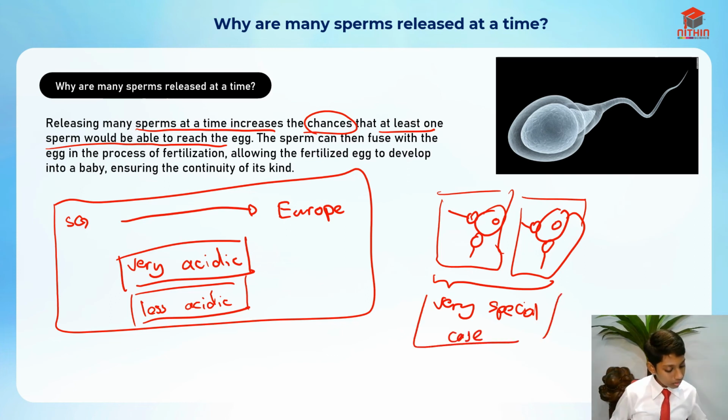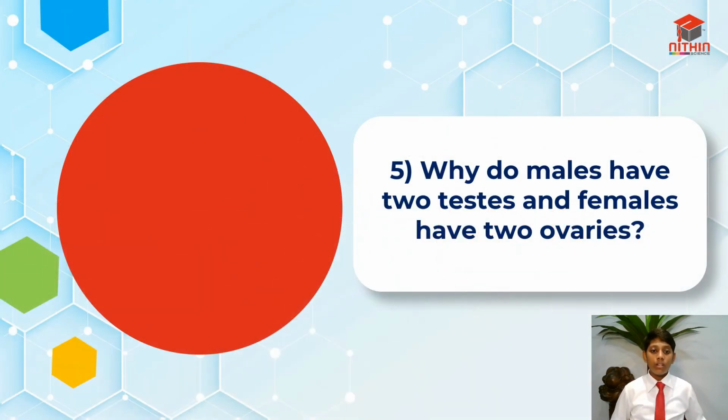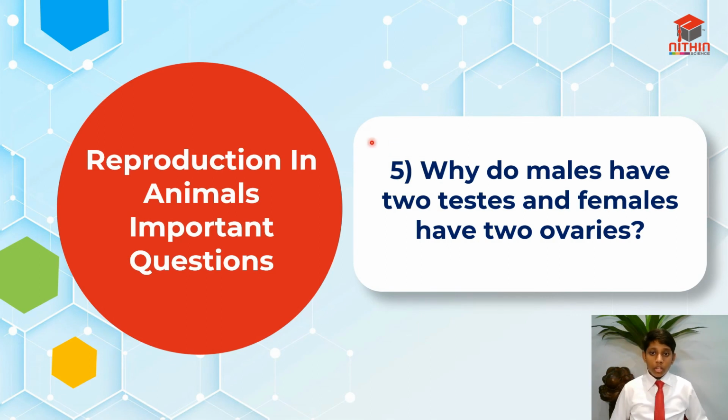Okay, now I hope you understand this, and now let's move on to the next and last question for this video. Okay, for question number 5, why do males have 2 testes and females have 2 ovaries?